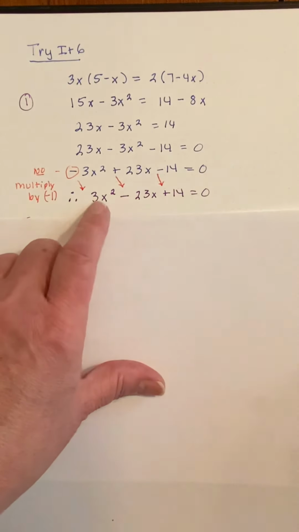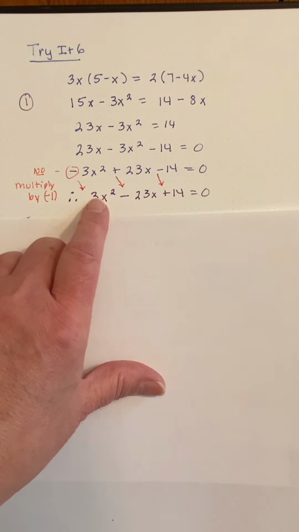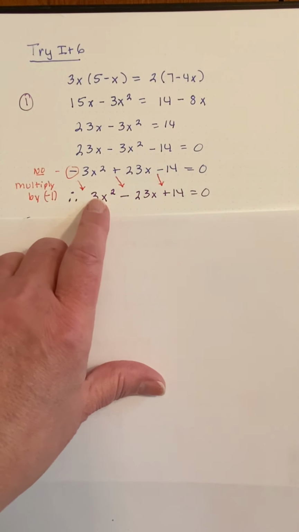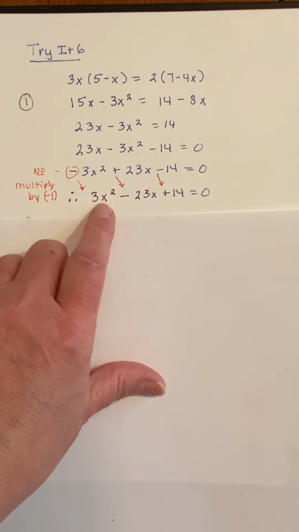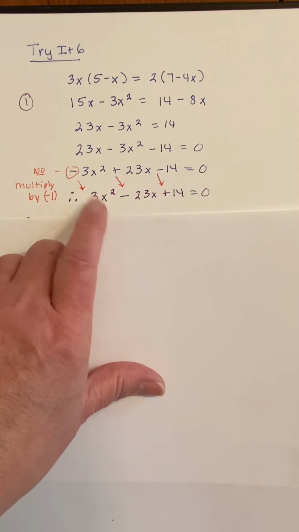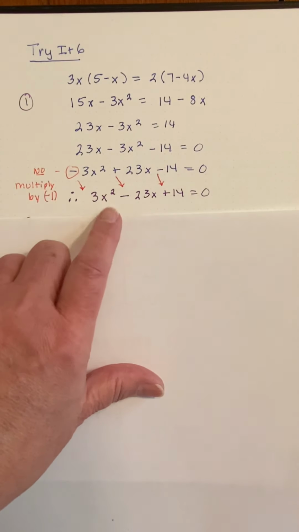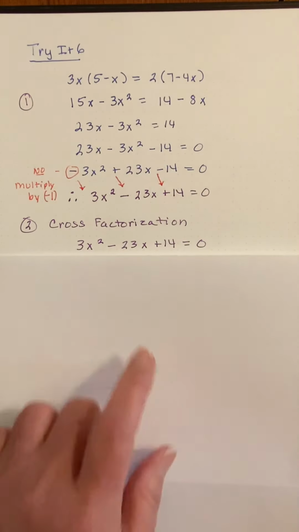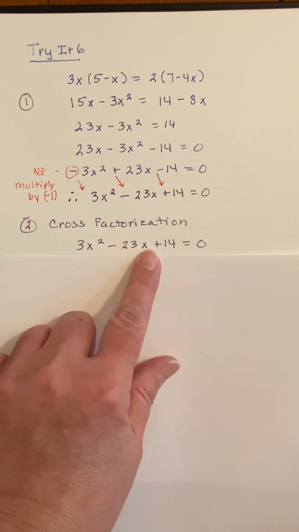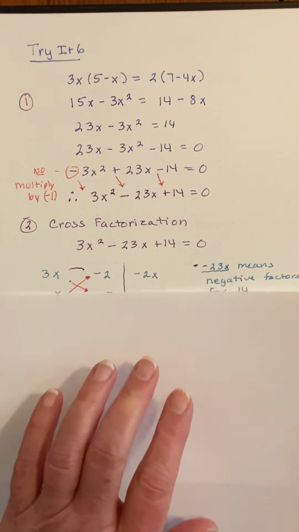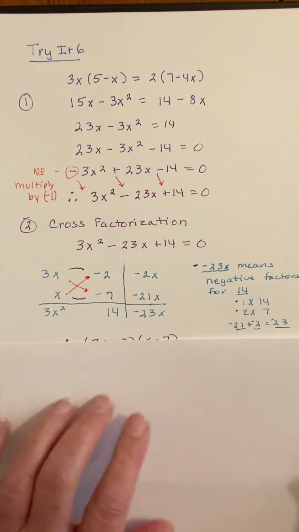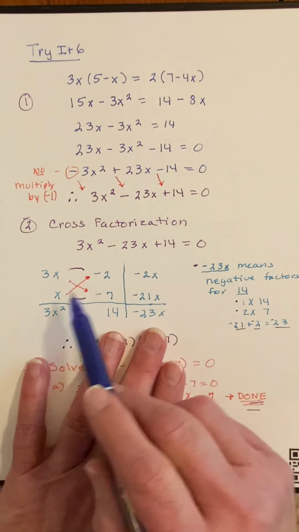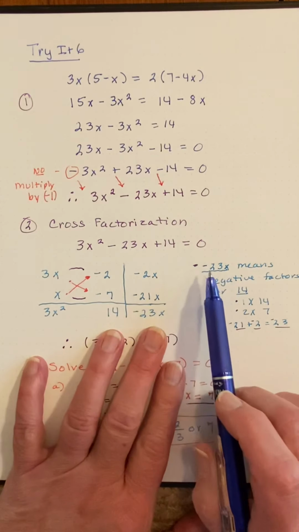I need this to be positive in order to do the cross factorization. You cannot do this with the negative. It just never works out right, at least in a simple way. So the next one, I'm going to do the cross factorization of 3x squared minus 23x plus 14. Get everything in position. My thought pattern here off to the side before I actually added anything.